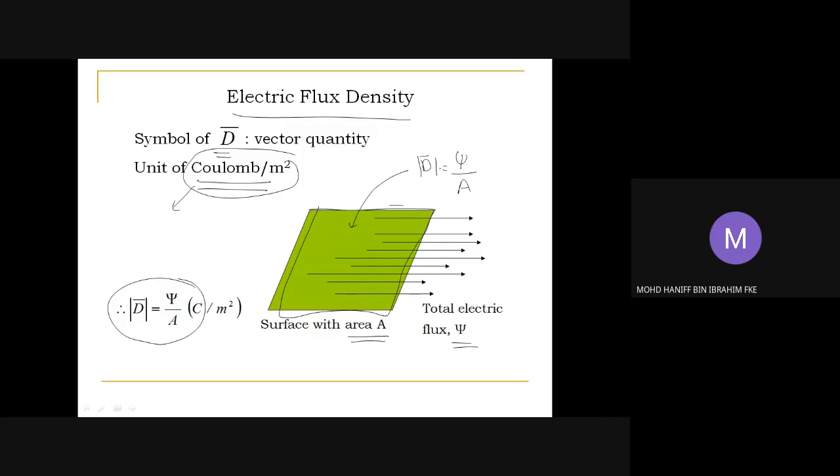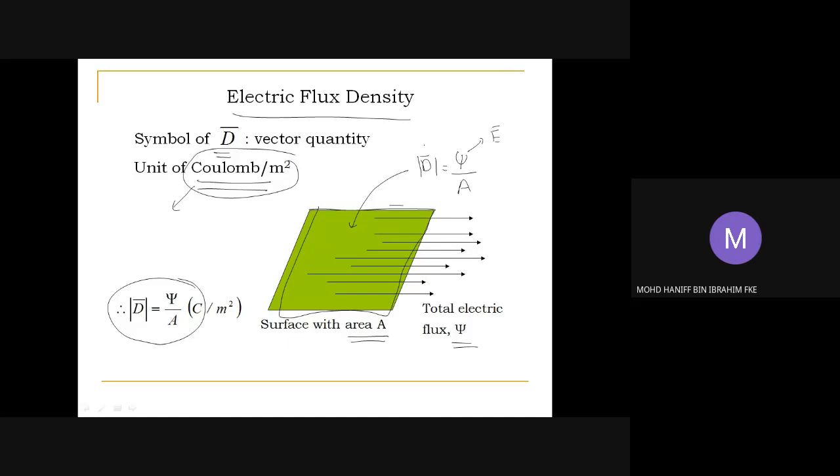So that should be how we calculate the magnitude of the flux density D, which is the flux amount divided by the area. Okay, and in terms of the vector, this is the magnitude, the flux over the area. But in terms of the direction, we know that the direction of the flux will be depending on the direction of the E field.